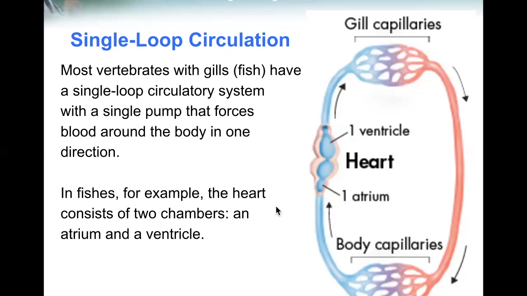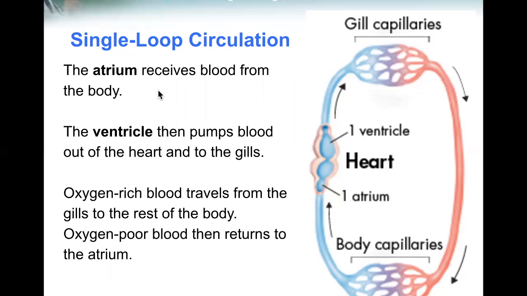In fish, for example, the heart consists of two chambers, an atrium and a ventricle. The atrium receives blood from the body. The ventricle then pumps blood out of the heart and to the gills. Oxygen-rich blood travels from the gills to the rest of the body. Oxygen-poor blood then returns to the atrium.